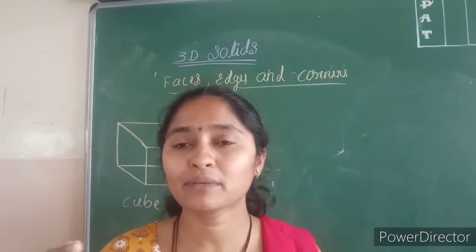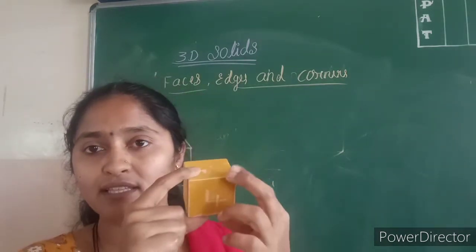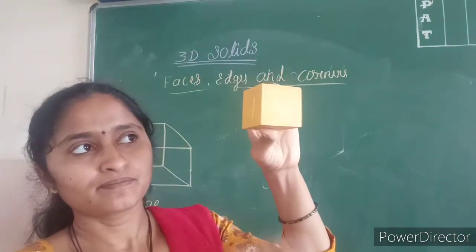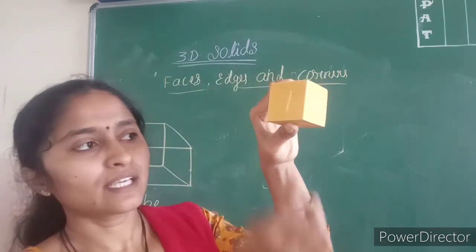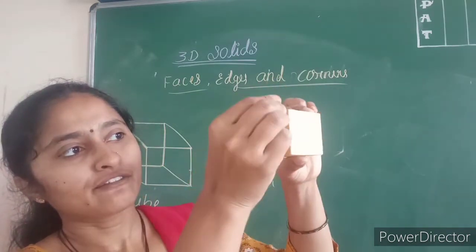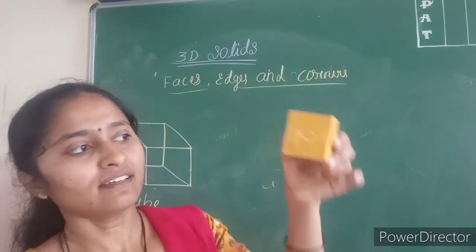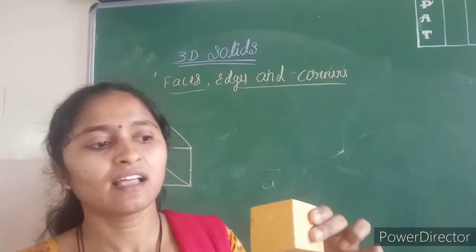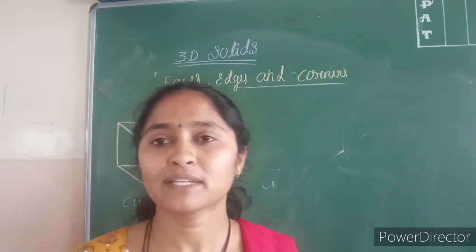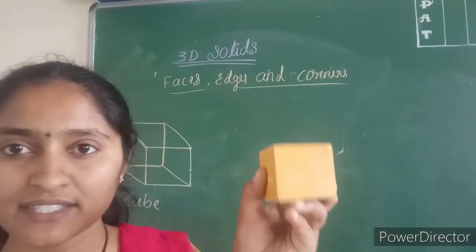Now we will count how many edges it has. Edges are nothing but what? Sides. Edges are nothing but sides. So let's count how many sides a cube has. 1, 2, 3, 4. Okay, 4 edges, and again 5, 6, 7, 8, 9, 10, 11, 12. So how many edges does it have? It has 12 edges.